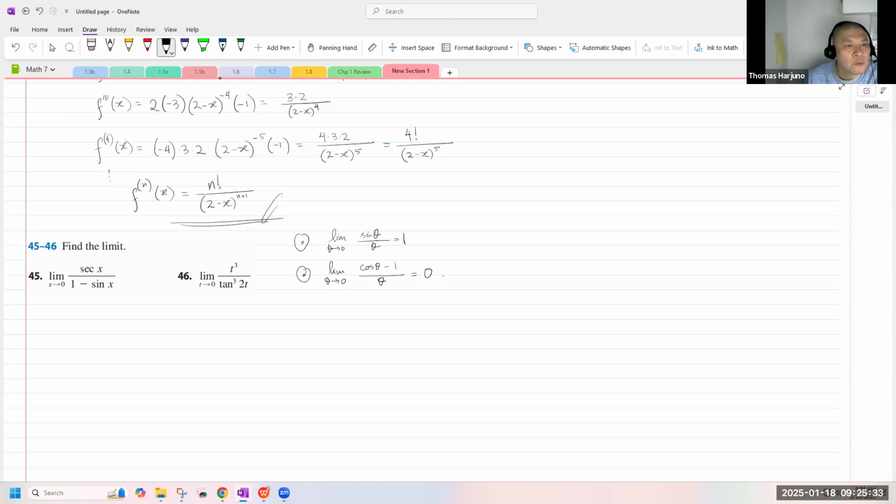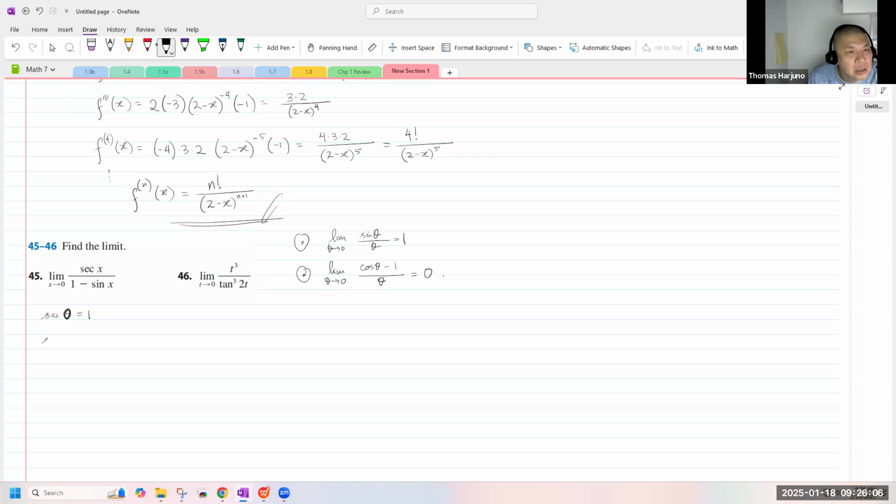So number 45, I have secant, I have sine. Confusing. Let me rewrite. This is 1 over cosine. But hold on, this will go to 1, right, if I just plug that in. Is 0 in the domain? I think so. Hold on. So it's not as hard as what I thought. Secant 0 equals 1.